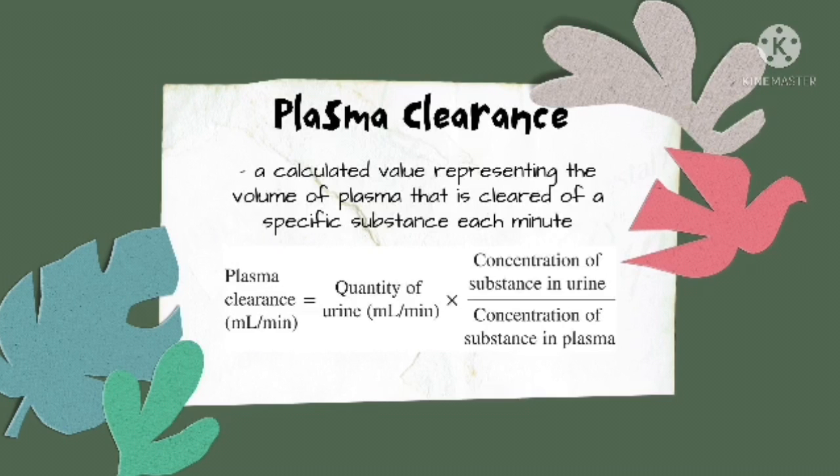So firstly, the plasma clearance, which is the calculated value representing the volume of plasma that is cleared of a specific substance each time. The plasma clearance can be calculated for any substance that enters the blood according to the following formula that is shown on the screen. It shows that the plasma clearance is equal to the quantity of urine multiplied by the concentration of substance in urine over the concentration of substance in plasma. So for example, if the clearance value is 100 ml per minute for a substance, the substance is completely removed from 100 ml of plasma each minute.